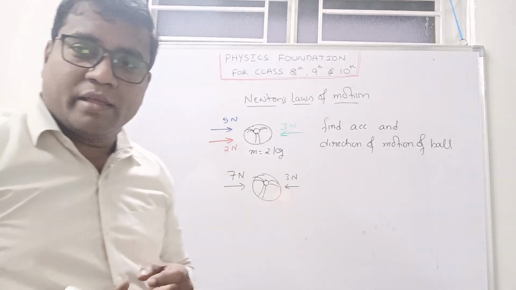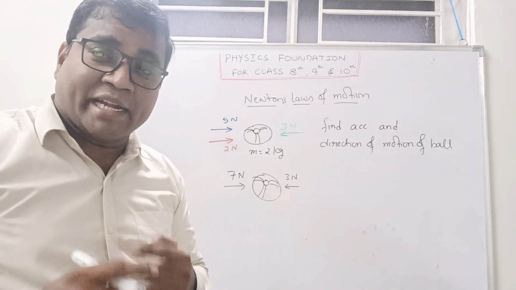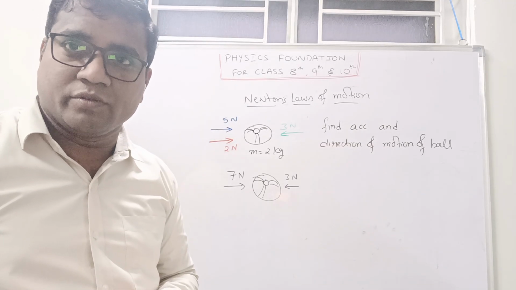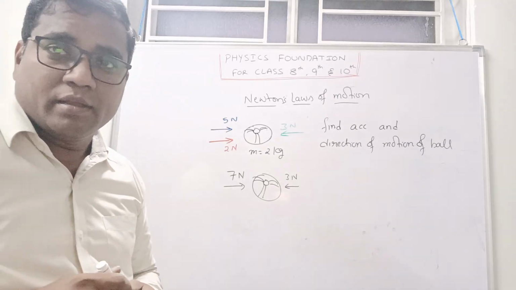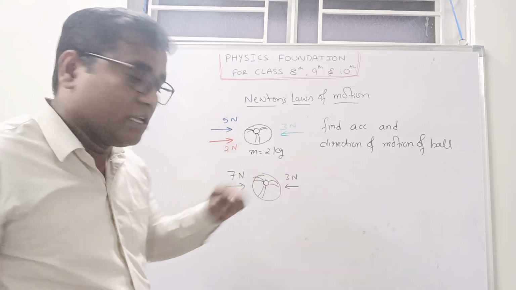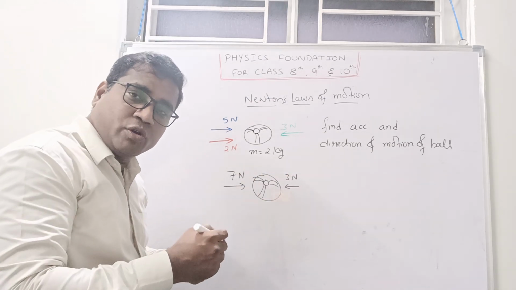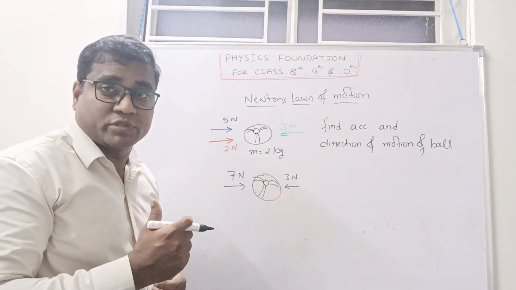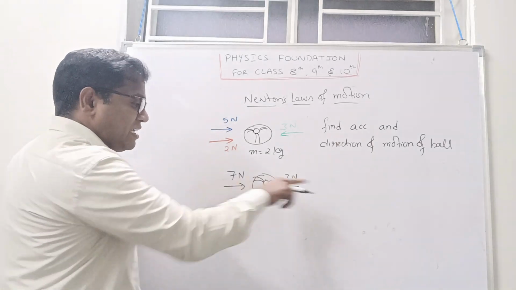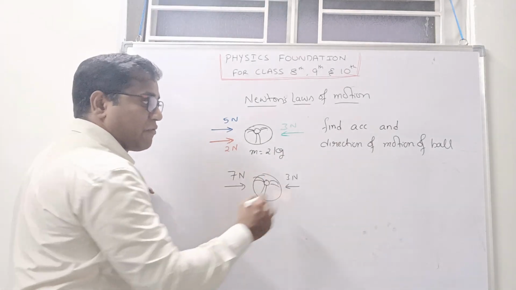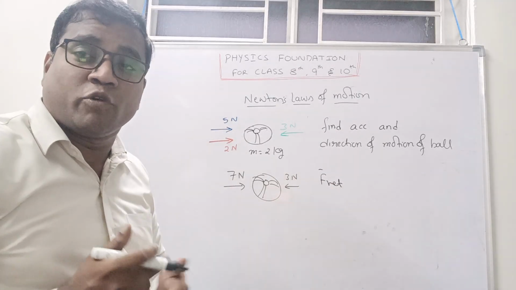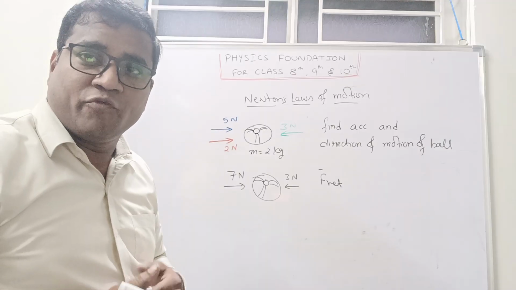Now you tell me, in which direction is the greater force, along the positive x-axis or the negative x-axis? Along the positive x-axis, right? Why? Because along the positive x-axis, 7 Newton is acting. So the acceleration is also in the direction of the greater force. So in this direction, acceleration will be there. So if you want to find F net, it is nothing but the total force acting on the ball.